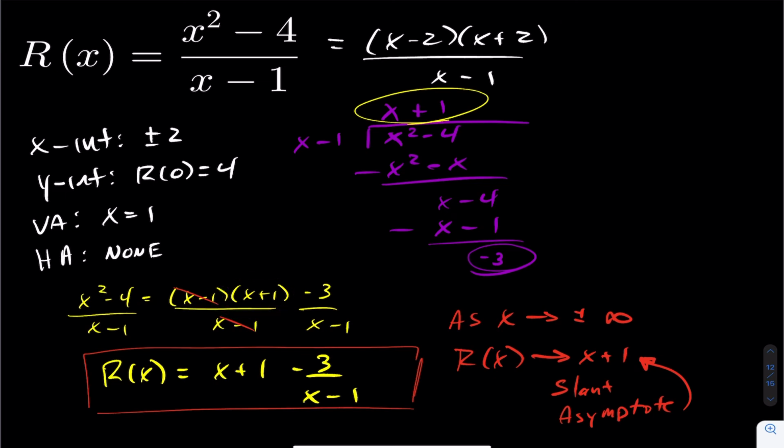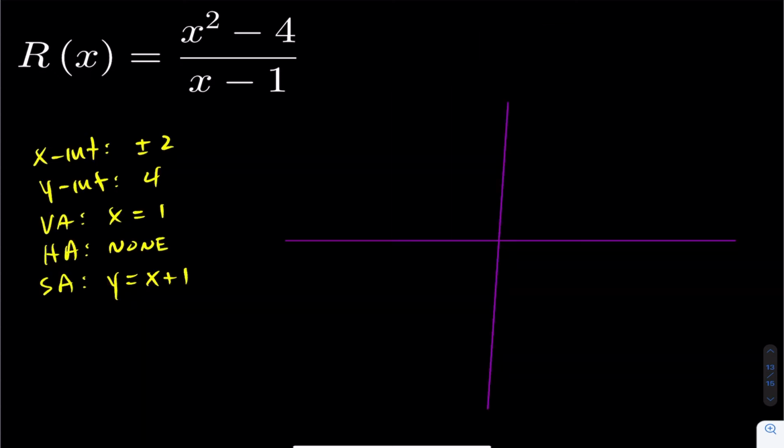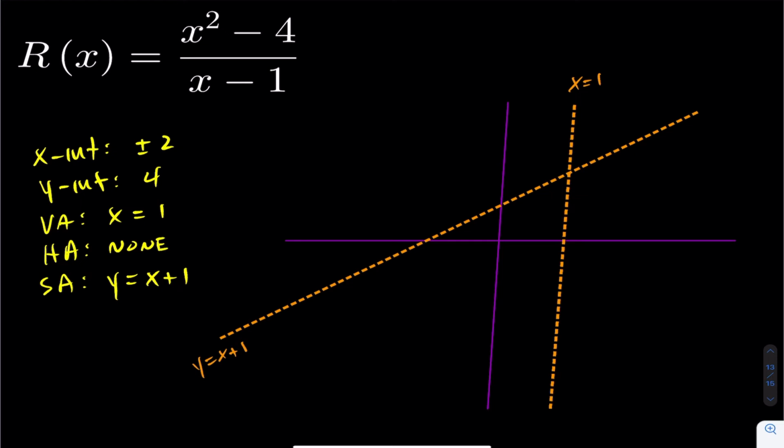Let's put this all together and graph our rational function. All right, going ahead and just summarizing all our information here. First thing we do again is always graph your vertical and slant asymptotes. So I have a vertical asymptote at 1 and a slant at x plus 1. Let's go ahead and do that. So I went ahead and graphed my vertical and slant asymptotes.